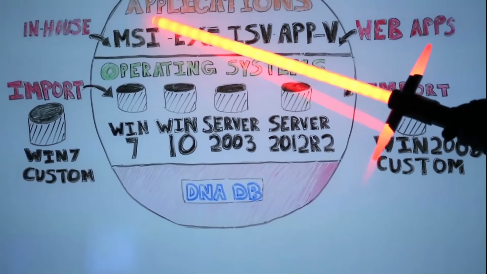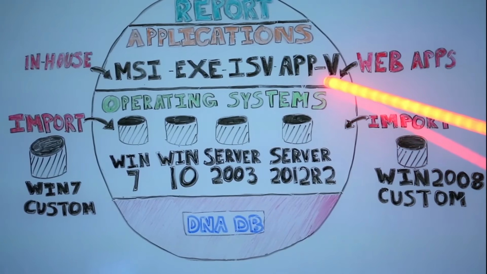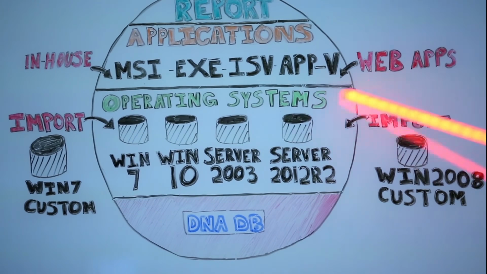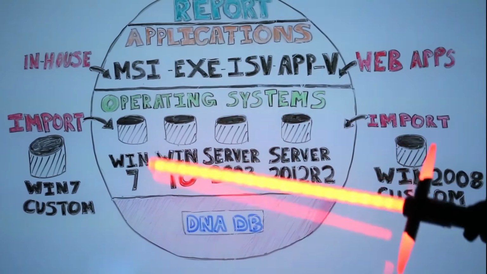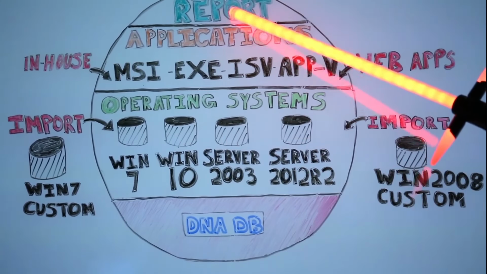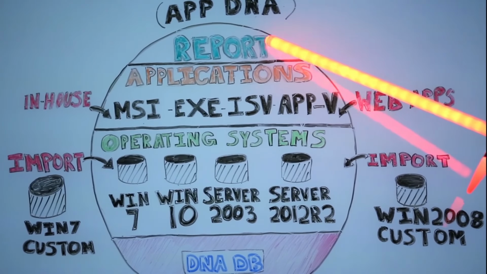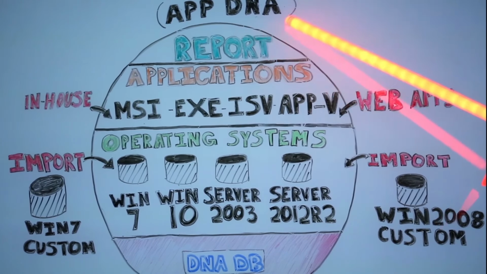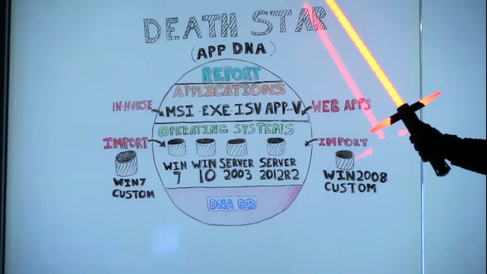Applications are then imported using any format or type, including web applications and in-house applications as well. Finally, a report provides simple information on what applications you can migrate and if any steps are to be mitigated and resolved prior to the migration. This is AppDNA.